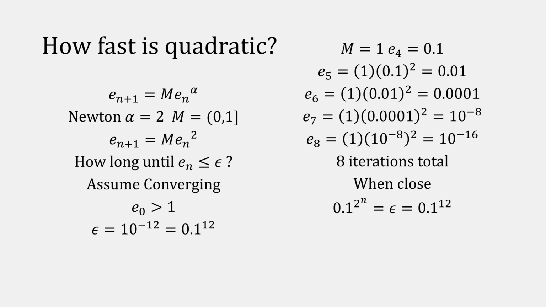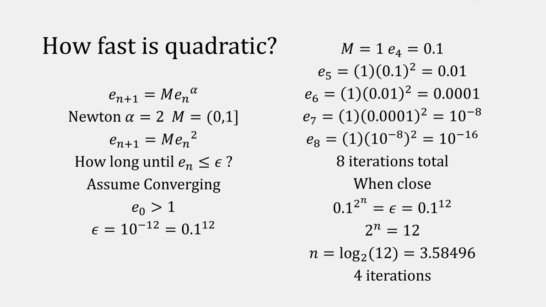When you're close, our error term is really what counts. Let's just say 0.1 squared raised to the n to give us our tolerance of 0.1 to the 12th. Essentially, what we're saying is 2 to the n equal to 12. Using logs, this says we need about 4 iterations once we're close.